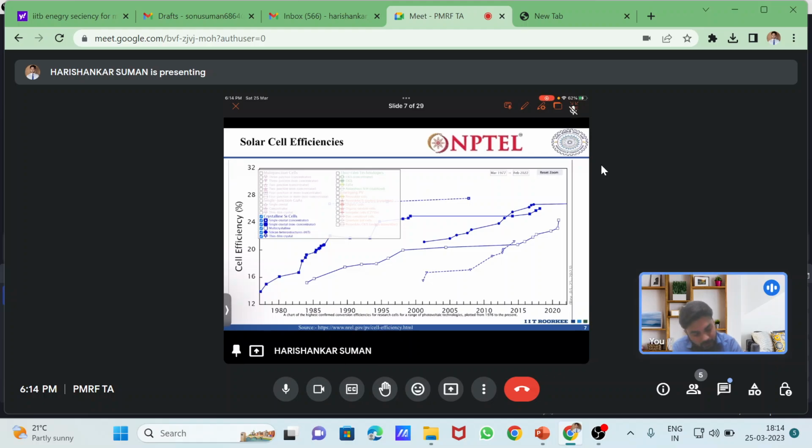First is silicon technology, crystalline. Here we can see single crystal, concentrator and non-concentrator, multicrystalline silicon, heterojunction, thin film. We can see here, and the chart indicates the efficiency. You can check here different technologies and their growth with efficiency.